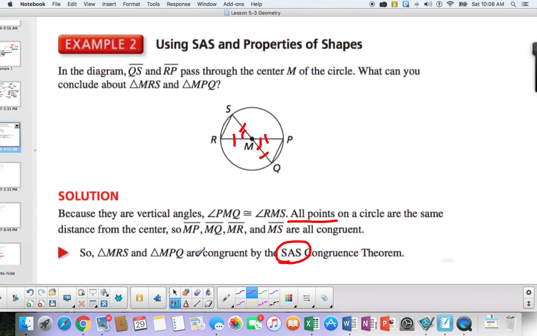Now be very careful with the order. The angle M's have to be in the same location. It really doesn't matter about the SR and the PT because these are all congruent, and we're going to get the MS and the MQ congruent.